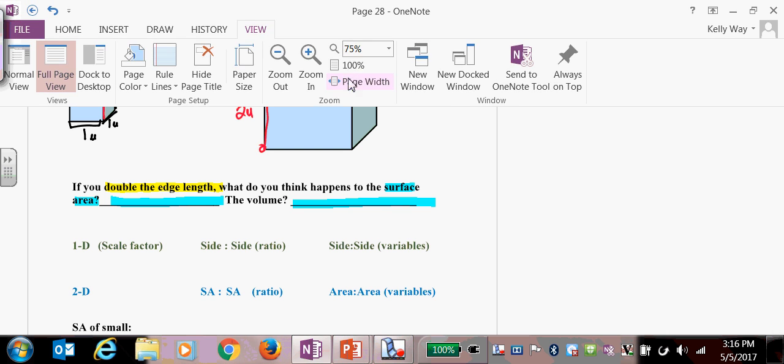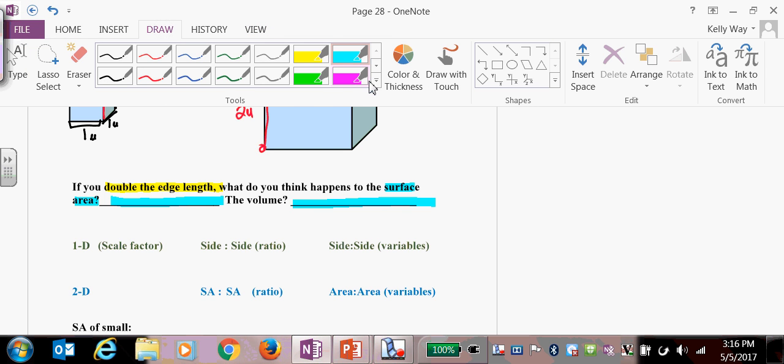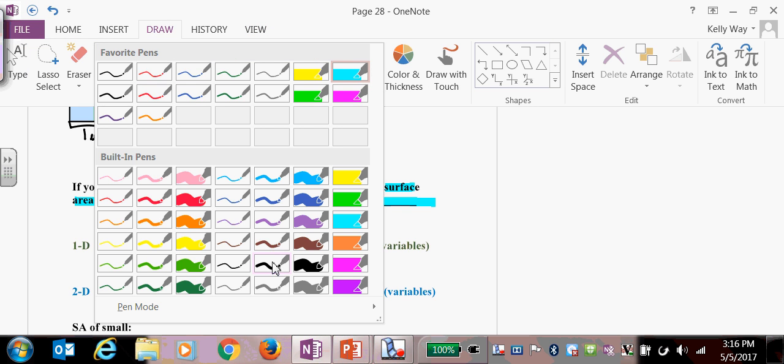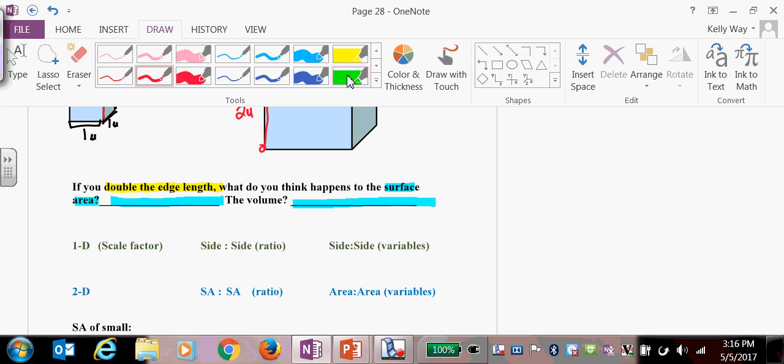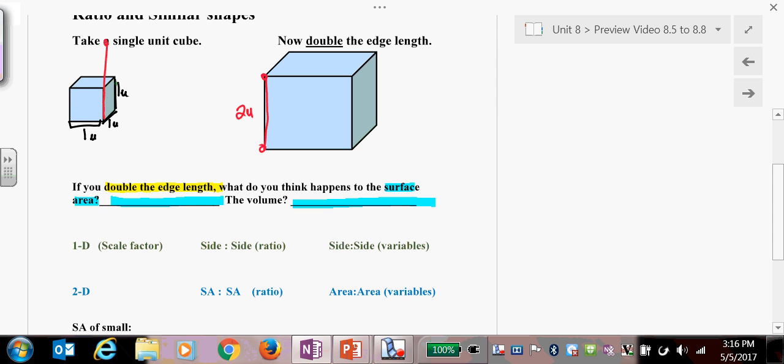Alrighty, so scale factor is the ratio of the sides simplified. So our scale factor is 1 to 2. The reason is this is 1 unit and that's 2 units. So our scale factor, which is 1 dimension, is going to be a 1 to 2 ratio. We're going to call that x to the first, y to the first.